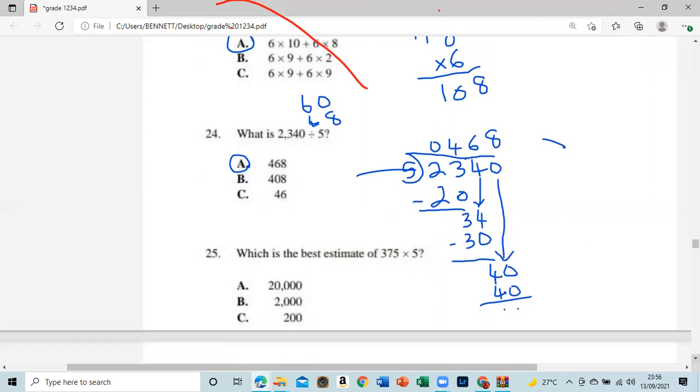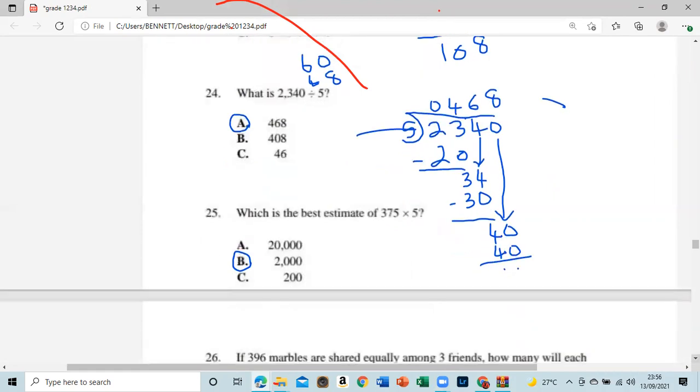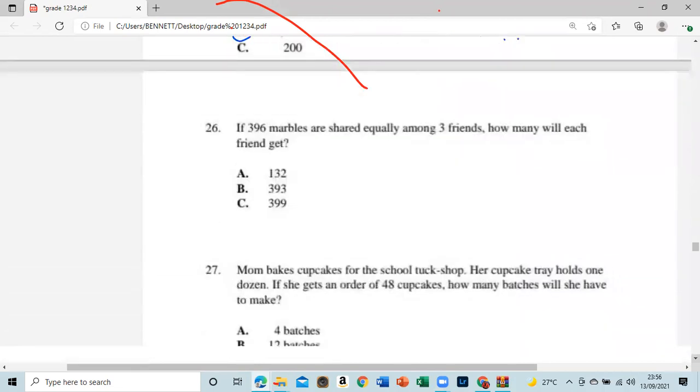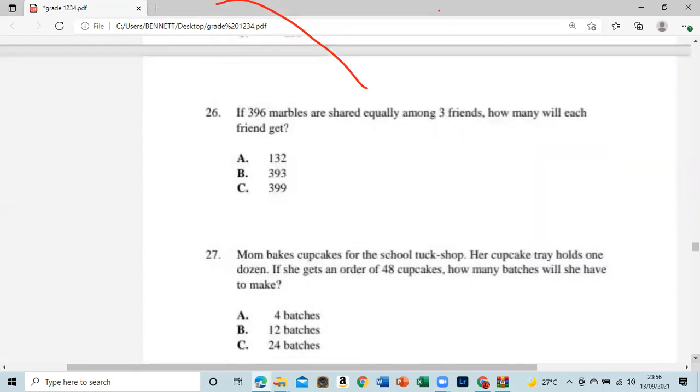Which is the best estimate of 375 times 5? That will be 2,000, not 20,000, not 200, alright? So if you teach the students everything critically, it's critical thinking.